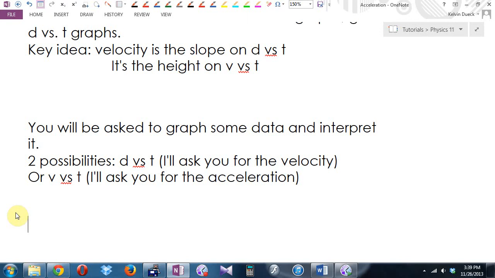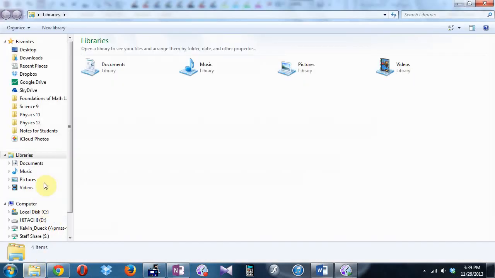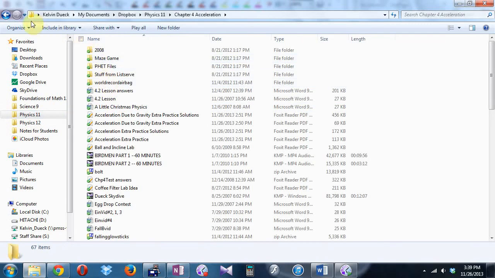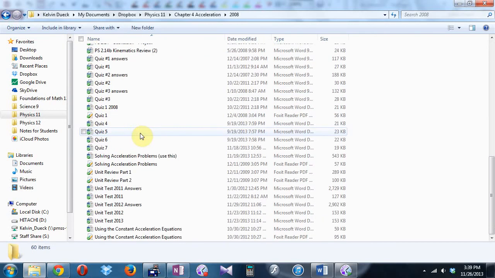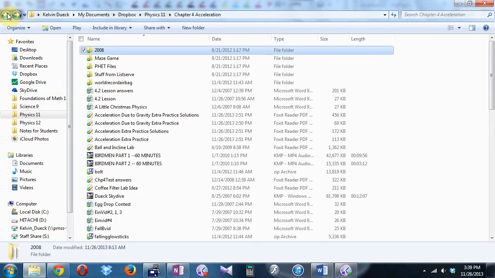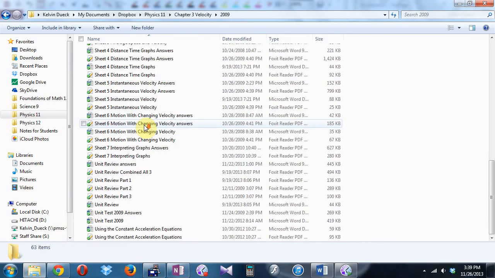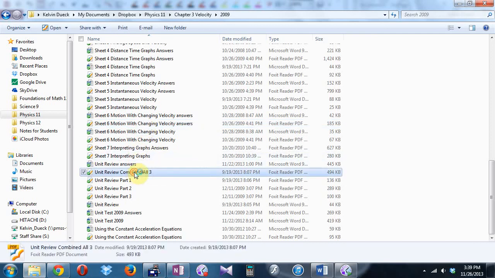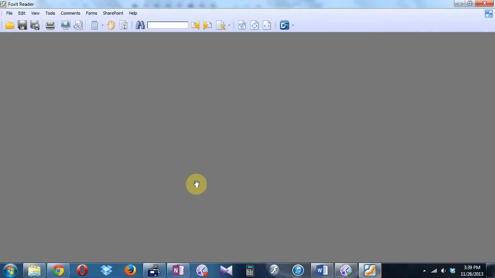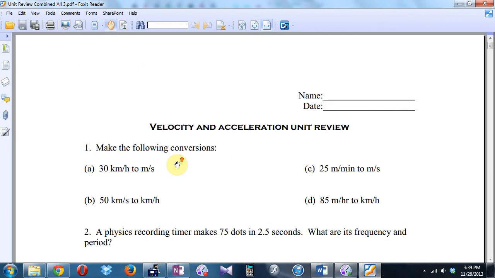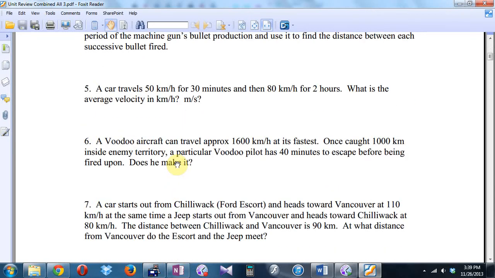Yeah? 6 and 7. From where? On the unit review? It's right at the end of this. Hey, Mr. Dueck, where'd you put the unit review? Unit review combined all three. I think this is what I want. So, sorry, Darian, which one? Whereabouts? This page here? The Voodoo Aircraft one? Okay.